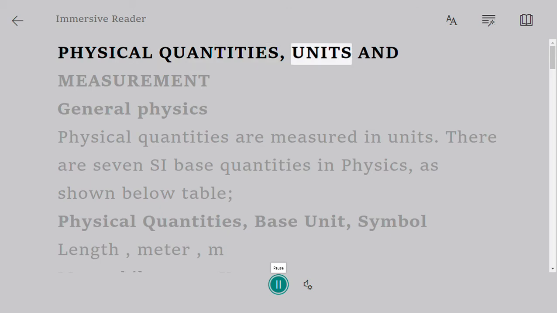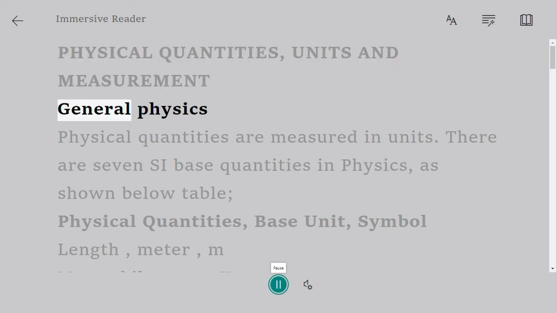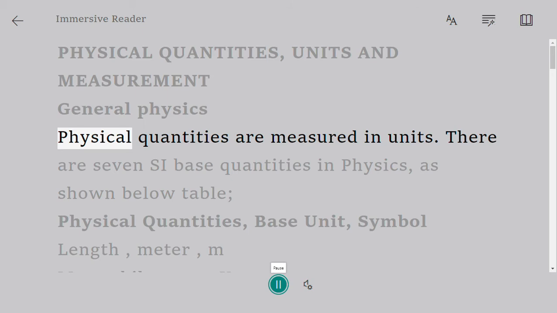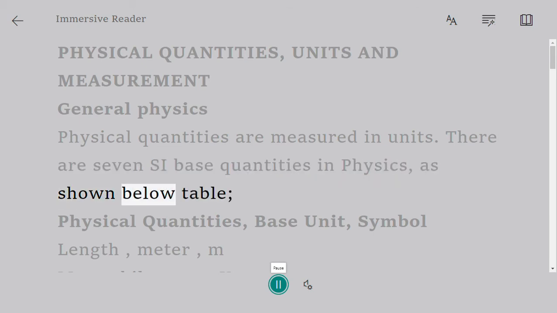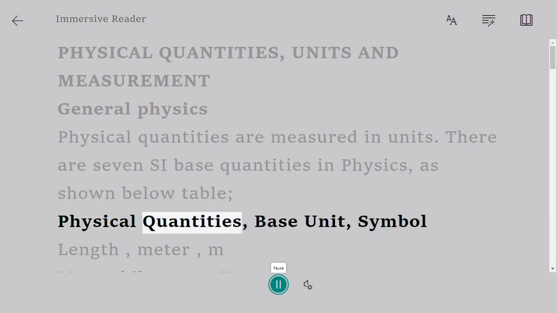Physical quantities, units and measurement. General physics. Physical quantities are measured in units. There are 7 SI base quantities in physics, as shown in the table below. Physical quantities, base unit, symbol.